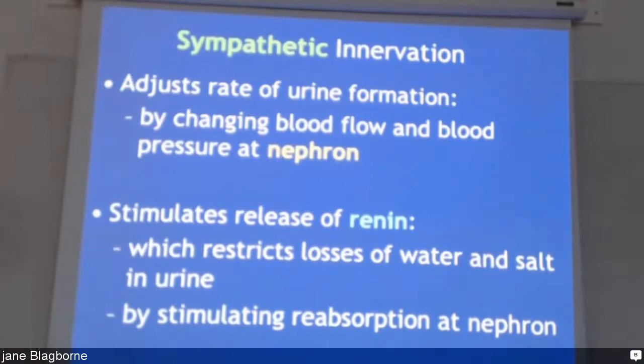Kidneys are extremely sensitive little organs, and they really don't like changes in the blood pressure. So the sympathetic innervation stimulates the release of renin, which restricts the loss of water and salt. So it holds it back by stimulating the nephron to pull the water back.